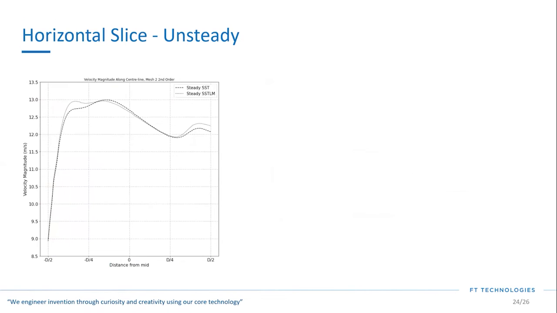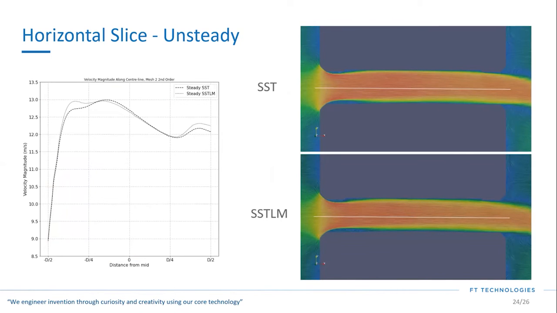So if we take a horizontal slice through the cavity, what is the velocity profile we expect to see? This is very important for us to feed into our acoustic engineers so that they understand what initial conditions they need to run. What you're seeing on the left-hand side is the cut through the center, as you can see here, for the steady SST and SSTLM steady cases.